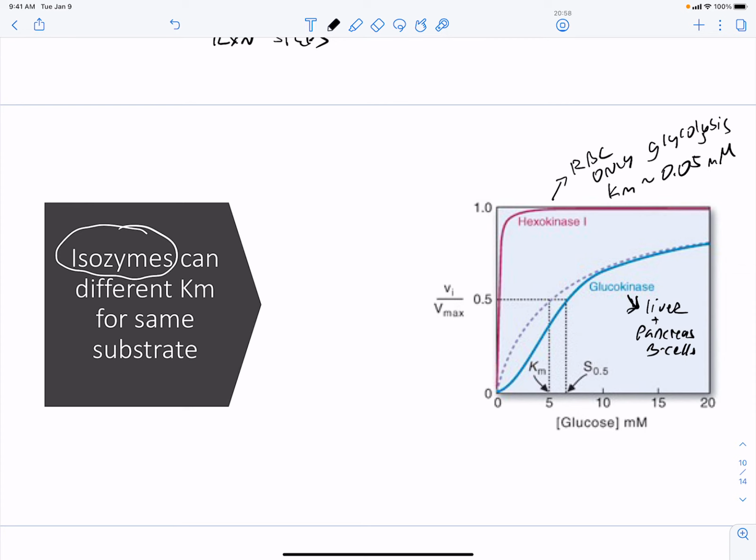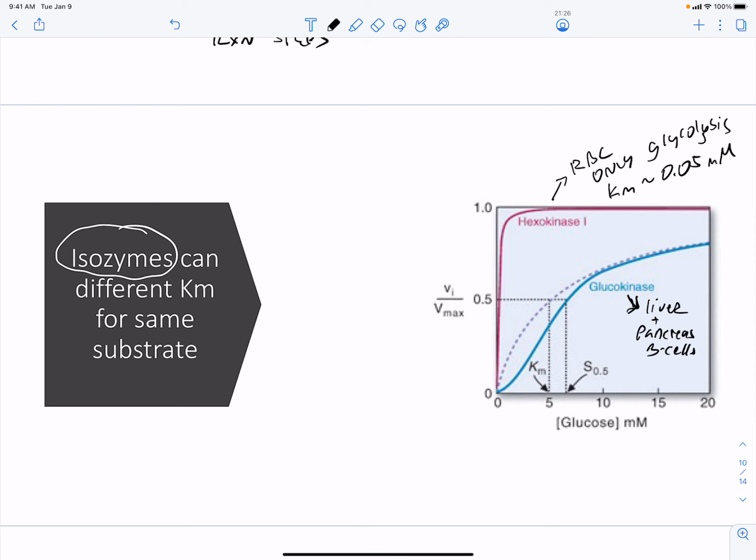Red blood cell uses it for energy, so it needs it. Glucokinase in the liver and pancreas wants to sense a higher level of glucose because remember, in the pancreas, you're going to release insulin in response to glucose. In the liver, you're going to start storing glycogen in response to glucose levels. So you don't want them to have a high affinity for glucose because you need to spare the glucose during fasting for your red blood cells.